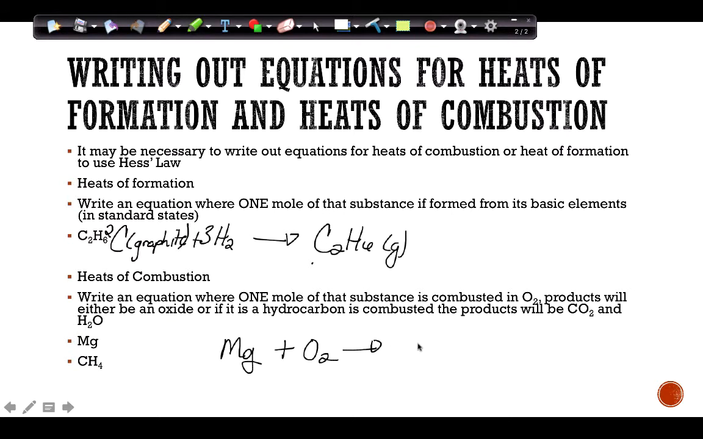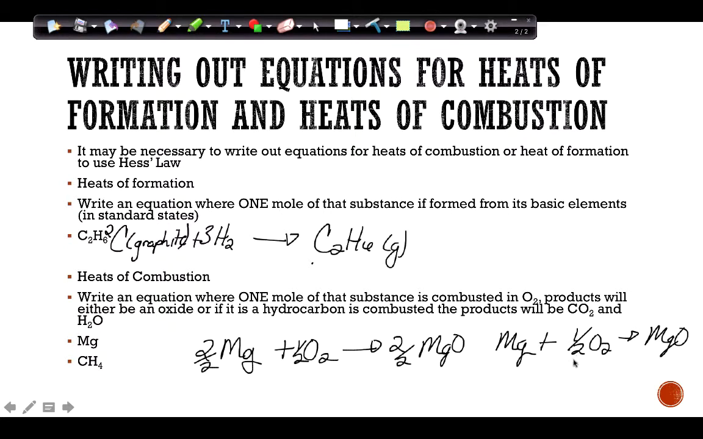So magnesium has a +2 charge, oxygen has -2, so it should be MgO. Well, it's not balanced, so if I put a 2 here, that means I have to put a 2 here, but that breaks my rule because I can only have 1 mole of that substance. So basically, I need to get this down to 1, so I'm going to divide everything by 2. So 2 divided by 2, 1 divided by 2, and then 2 divided by 2. So that changes it to Mg plus 1/2 O2 produces this. So you can see coefficients of 1/2 like this in enthalpy problems, basically.